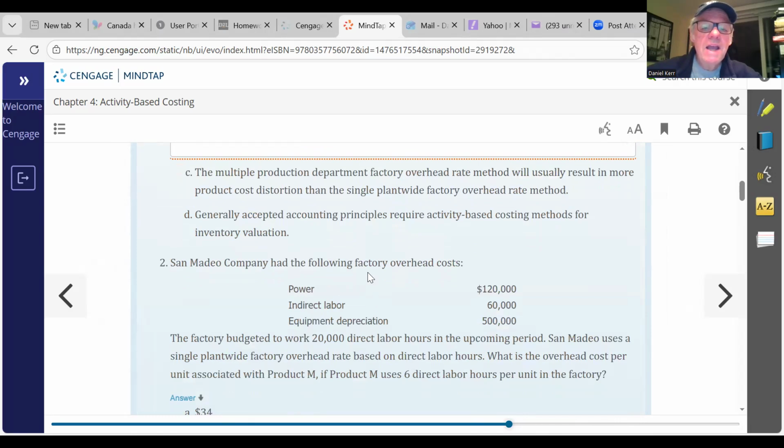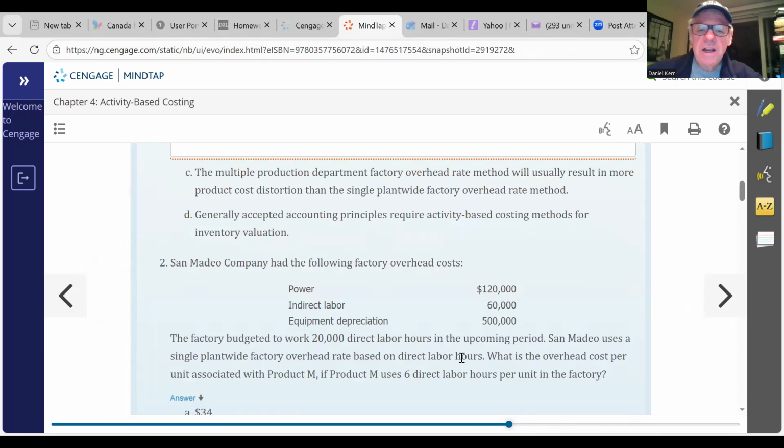San Medeo Company had the following factory overhead costs. So these are your costs, and here's your total overhead. The overhead is made up of power, indirect labor, and depreciation, so you add those all up: 120 plus 60 plus 500. That's your total overhead costs. And the budget was 20,000 direct labor hours. So you want to get the overhead cost per hour: you add up all these, you divide by 20,000. And when you do that, you get $34 an hour.